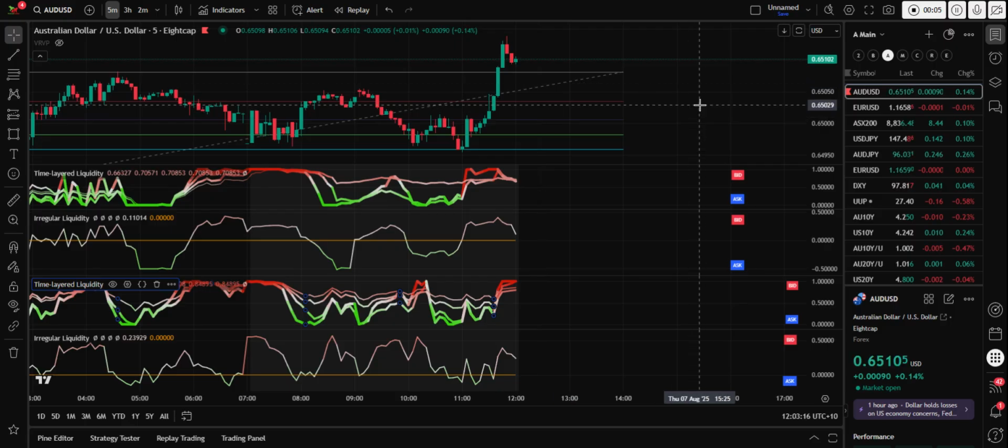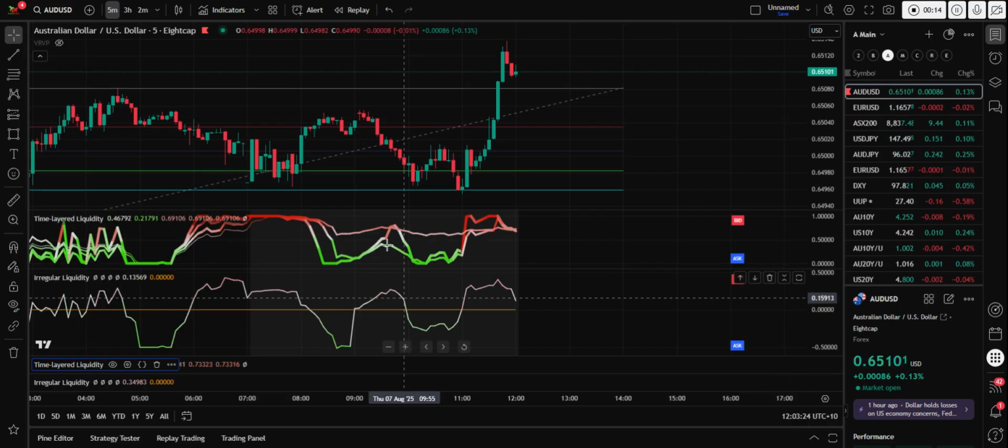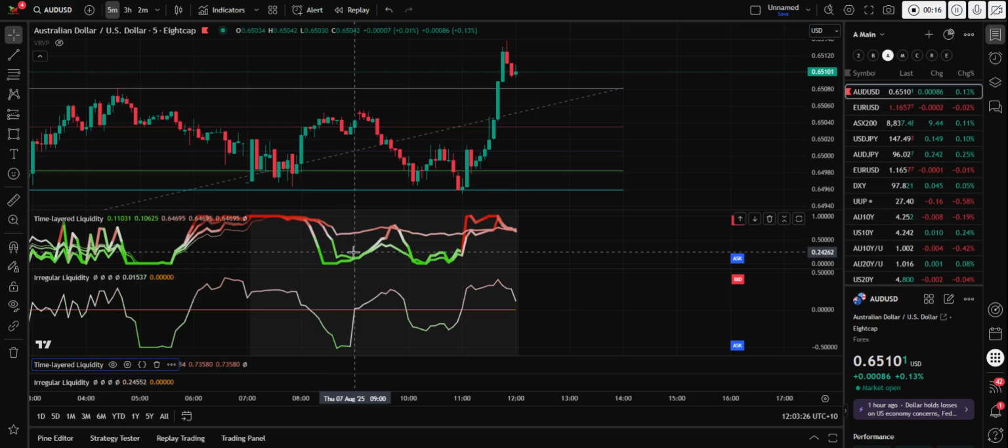Just having a look at the Australia USD pair and also the Dixie and how that relates to the use of our indicators. So we've got two indicators going here. We've got a time-lagged one. Thickest line is the closest to the current period.